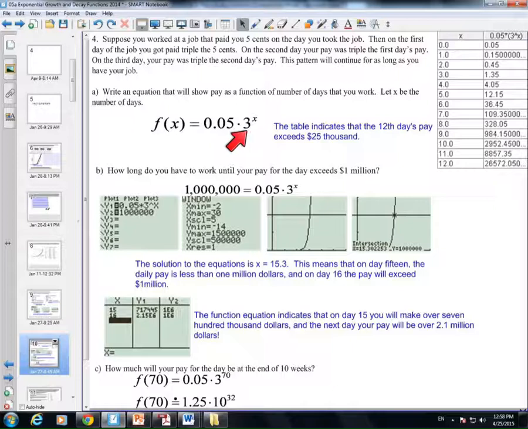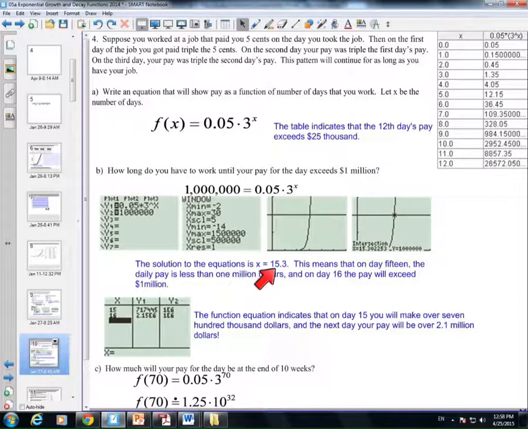So just like before, we could answer questions like, how long do you have to work just to get $1 million for 1 day's pay? And it says exceed, so we need more than $1 million. I use the same intersect technique. 1 million equals 0.05 times 3 to the x is 1 y, and the other y is 1 million. I look for the intersection, and it's 15 days. So just over 2 weeks work, all of a sudden you make $1 million for 1 day's work.